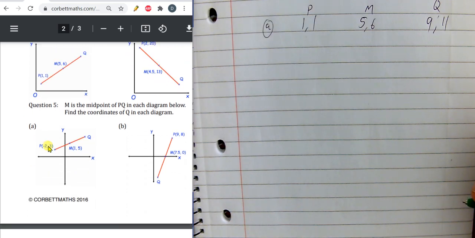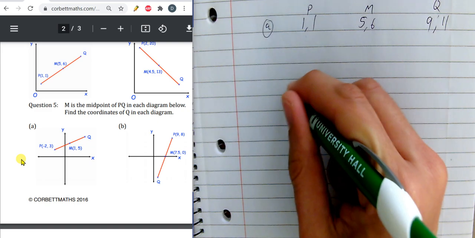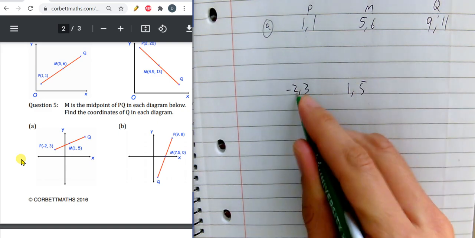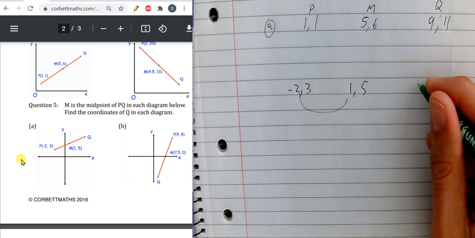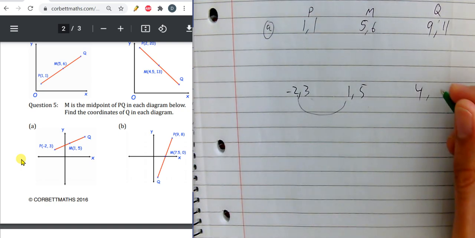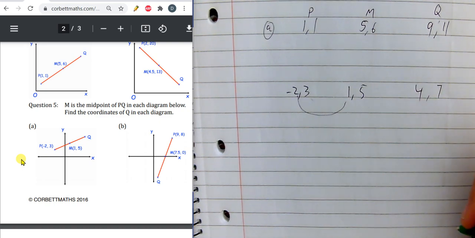Let's go to this next A. Let's see if this one's a little bit harder. So we've got -2, 3, and we've got 1, 5. From -2 to 1 is a jump of 3. 1 plus 3 is 4. From 3 to 5, you've jumped 2, plus another 2 will make 7. So 4, 7.